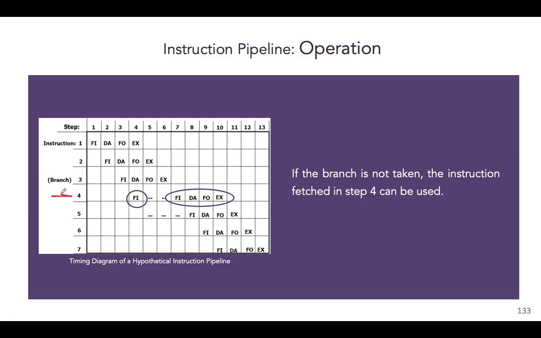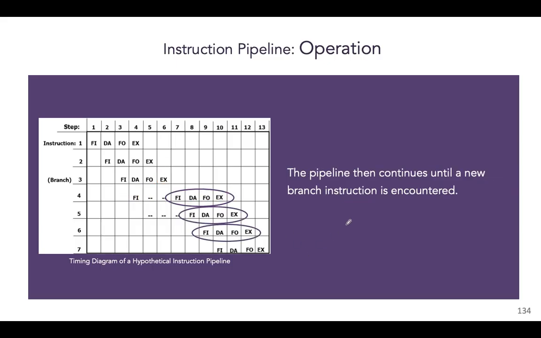So here we had already fetched this instruction, even though its operation had halted in the meantime until this was executed. If we're not going to take the branch, that means we have to continue with the normal sequence of instructions. So this is then executed, right? And then the pipeline continues until a new branch instruction is encountered.